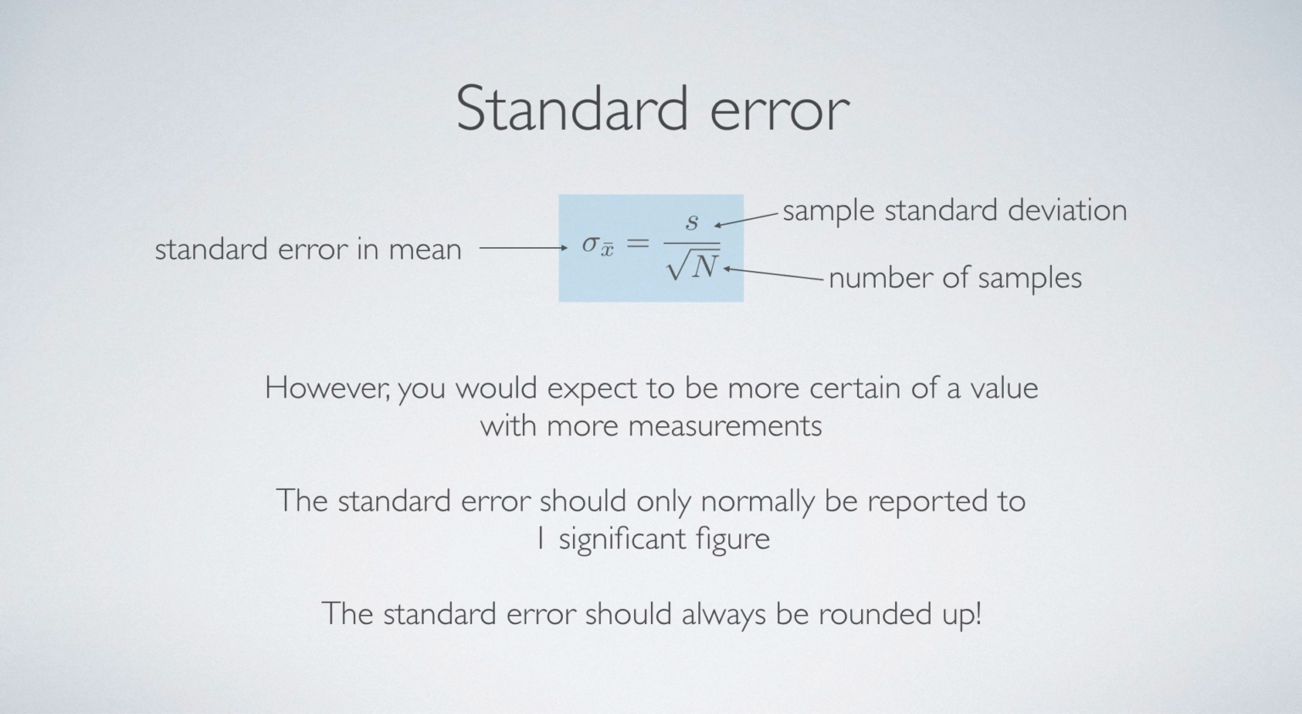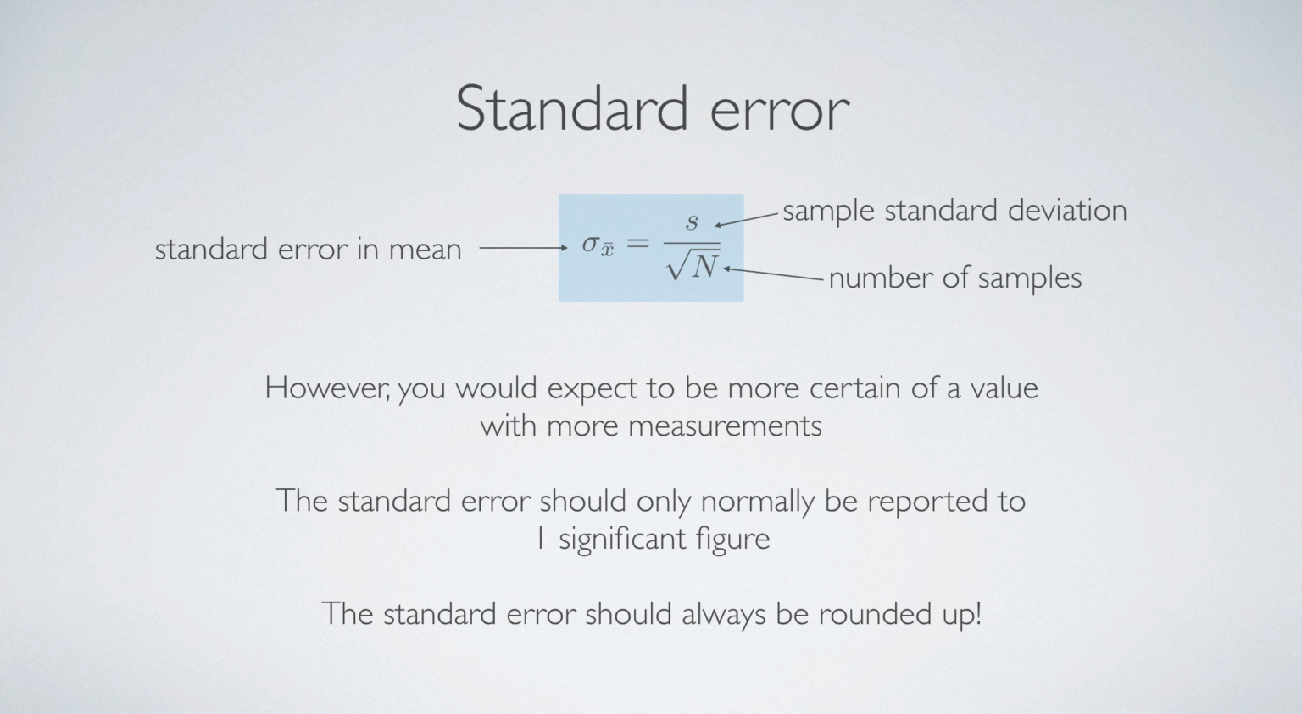The standard error, shown in this calculation here, links the sample standard deviation to the number of samples that I've taken. This means that the more samples I take, the higher confidence I have in my mean value, and the smaller the error or uncertainty associated with that mean value.